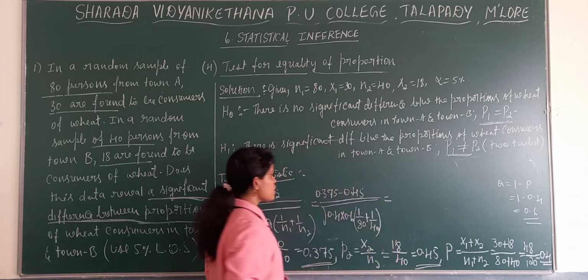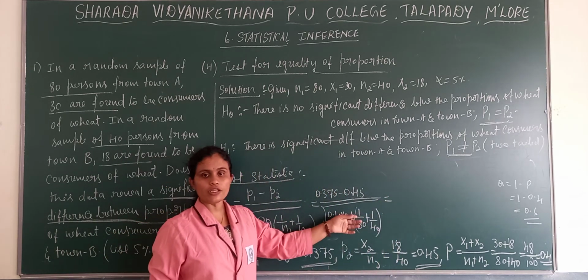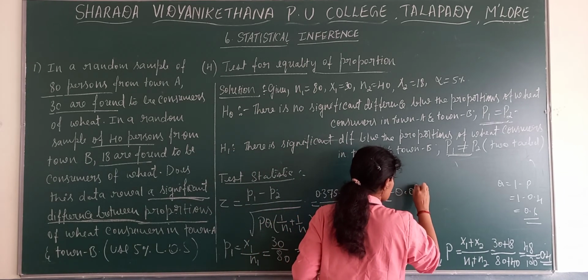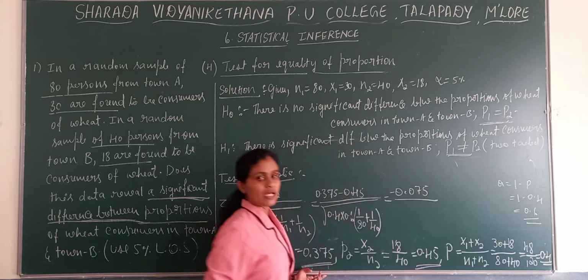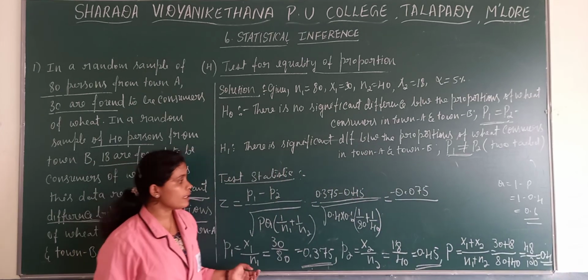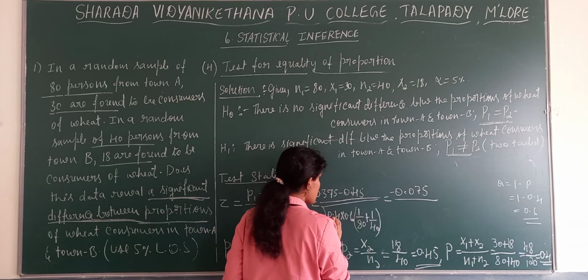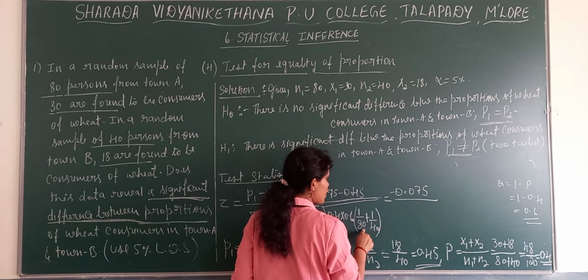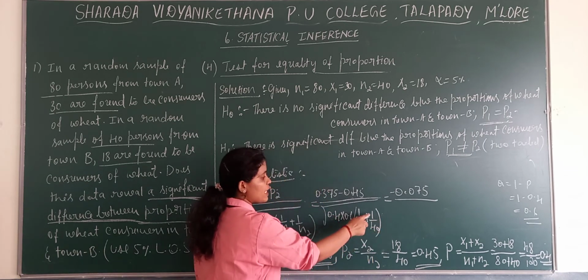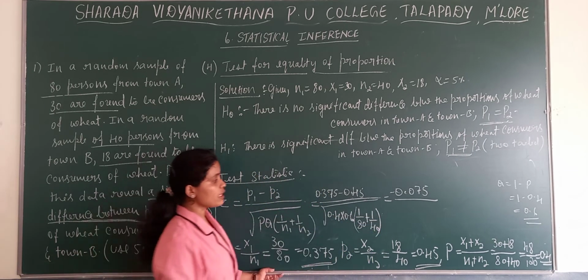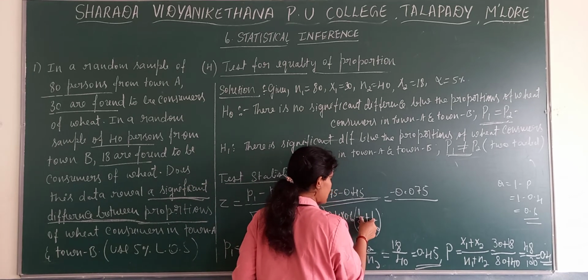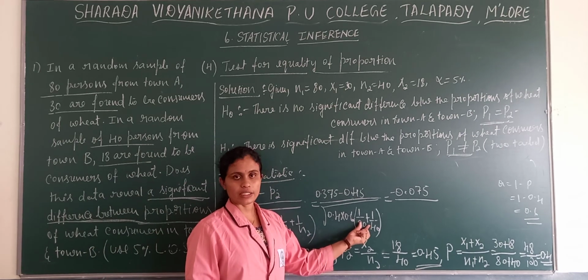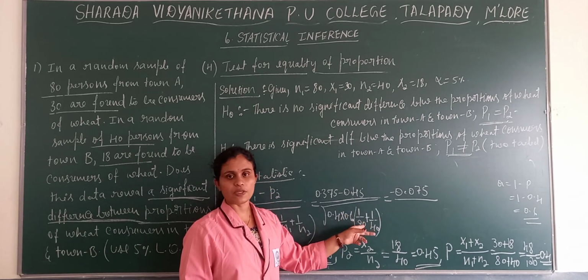Now it is equal to 0.375 minus 0.45. Then we get minus 0.075. Now multiply 0.4 into 0.6. Before that, 1 by 80 plus 1 by 40. Then after adding, multiply that answer by 0.4 into 0.6. Then take the root. After multiplication take the root.